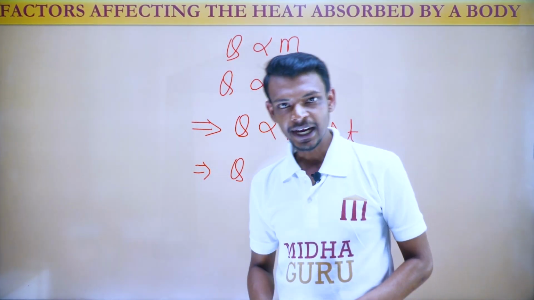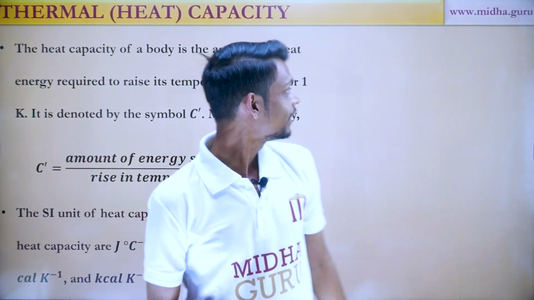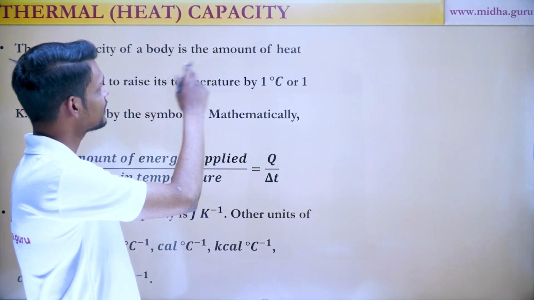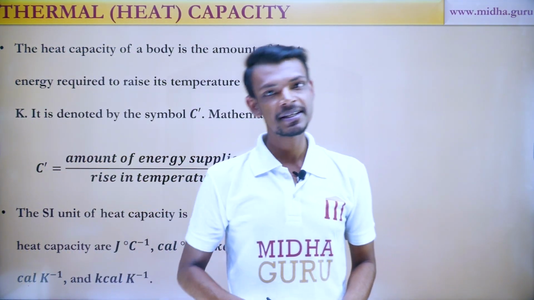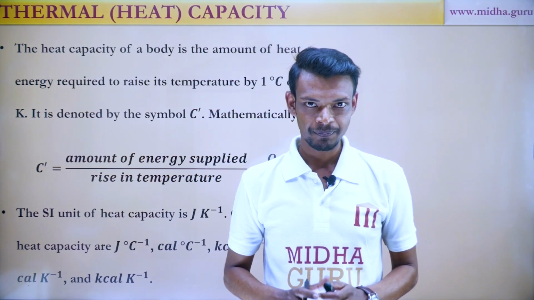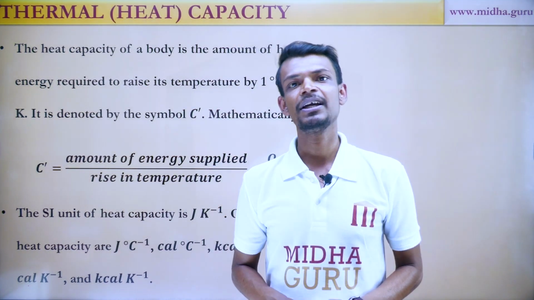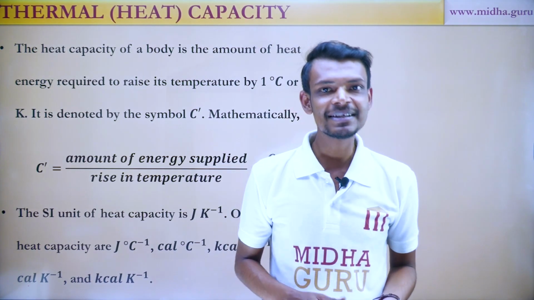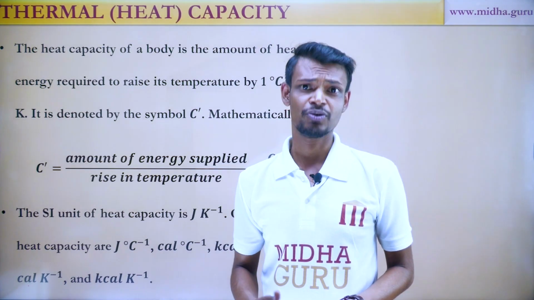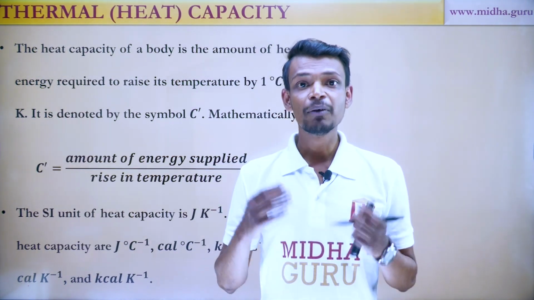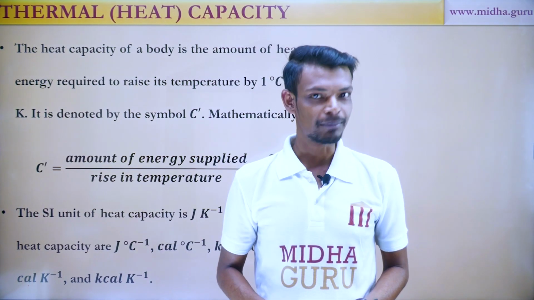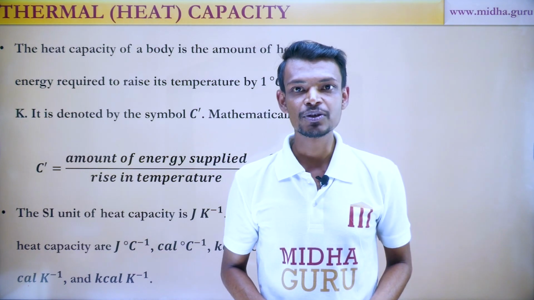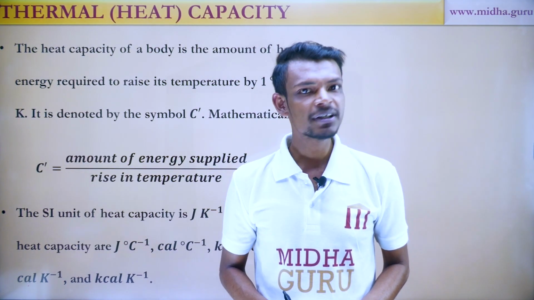Next, we are going to understand heat capacity. Now, heat capacity of a body is the amount of heat energy required to raise its temperature by 1 degree Celsius or 1 Kelvin. In simple terms, if let's say you have an object and you want to increase its temperature from 15 degrees Celsius to, let's say, 16 degrees Celsius, then what is the amount of heat that you will have to supply in order to increase the temperature? That amount of heat is called the heat capacity of the substance.